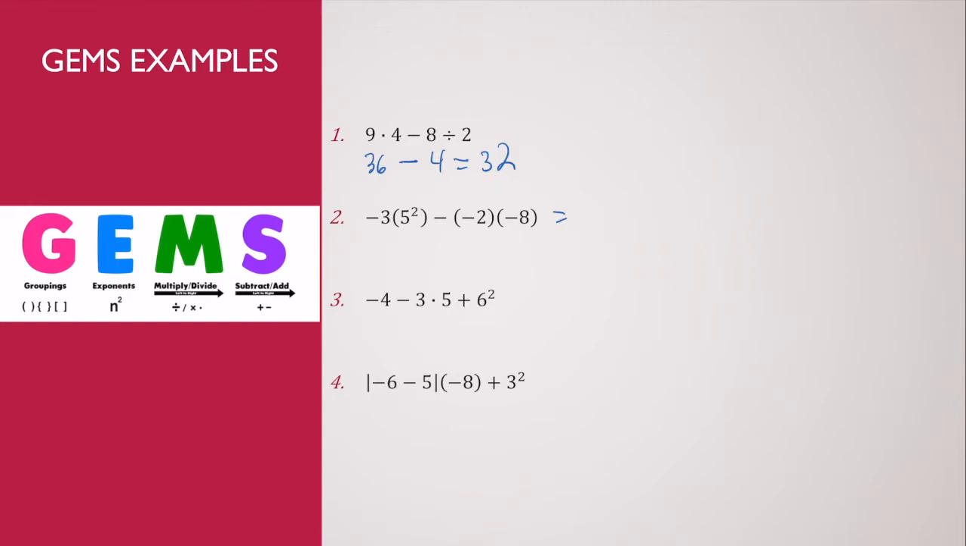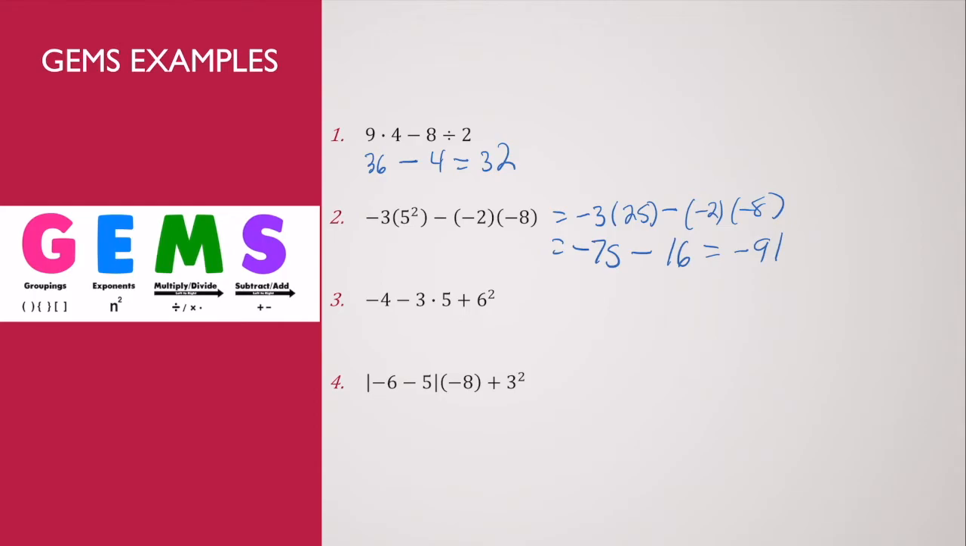Next, let's take a look at problem 2. Are there any grouping symbols? Yeah, there's a ton, but none I can get rid of right now. I've got an exponent, so that gives me negative 3 times 5 squared, which is 25. I should have just written 25, right, because we got rid of the exponent, minus negative 2 times negative 8. Now I'm going to go ahead and do multiplication and division from left to right. Negative 3 times 25 is negative 75. Minus negative 2 times negative 8, that's going to be 16. Negative 75 minus 16 is negative 91.